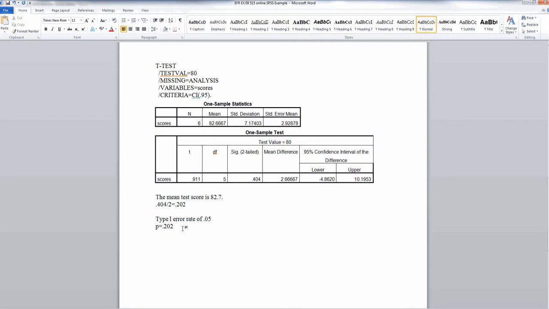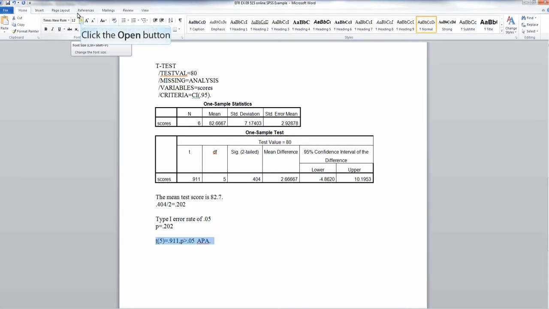Now I'm going to write the APA for this, and that's a t-test with, I'm getting the t right here. Its value is 0.911. I'm sorry, the degrees of freedom are 5. So I'm going to write t(5) equals its value. The t value is 0.911, comma, and then p is greater than 0.05. And that's our APA result.